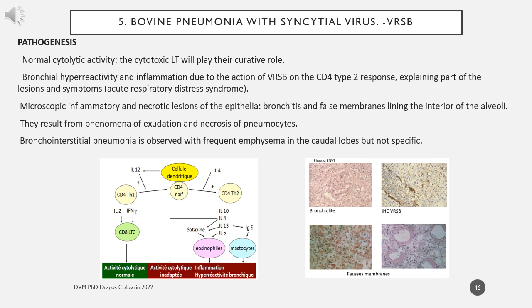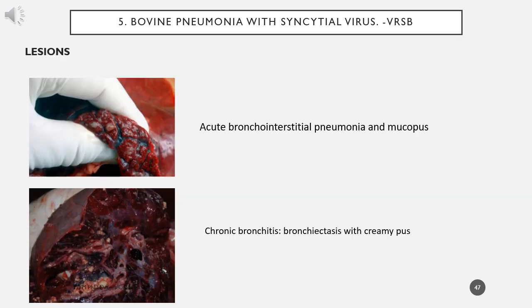Bronchial hyperreactivity and inflammation due to the action of VRSB on the CD4 type 2 response explain part of the lesions and symptoms, acute respiratory distress syndrome. Microscopic inflammatory and necrotic lesions of the epithelia, bronchitis and false membranes lining the interior of the alveoli result from phenomena of exudation and necrosis of pneumocytes. Bronchointerstitial pneumonia is observed, with frequent emphysema in the caudal lobes but not specific. Acute bronchointerstitial pneumonia and mucopus. Chronic bronchitis, bronchiectasis with creamy pus.